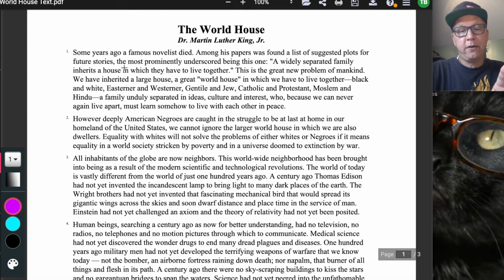So those two paragraphs are kind of explaining this idea of a world house. Paragraph 3, we need to see if that continues on in the stream or it goes into another idea.